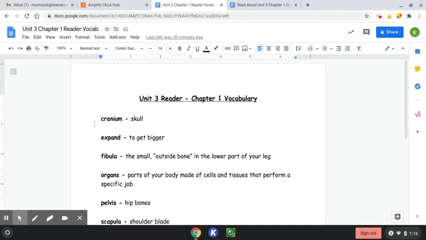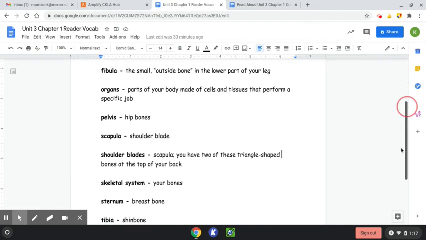So the first vocab word is cranium, and that means skull. Expand means to get bigger. Fibula means the small outside bone in the lower part of your leg. Organs are parts of your body made of cells and tissues that perform a specific job. The pelvis is the hip bone. The scapula is the shoulder bone. Shoulder blades are the scapula, and you have two of these triangle-shaped bones at the top of your back.